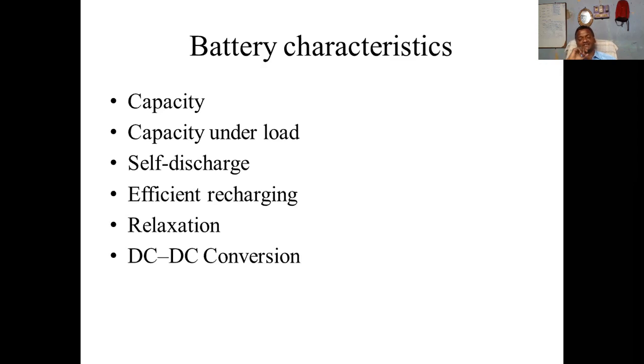Next is efficient recharging. Already we said that with scavenging batteries, the loss of energy can be recharged.